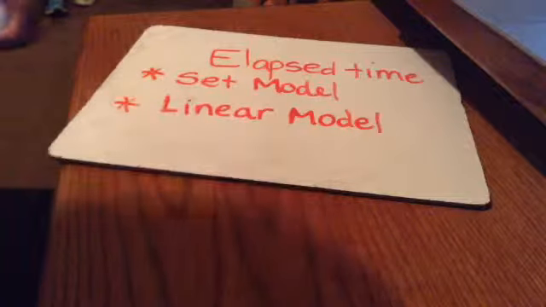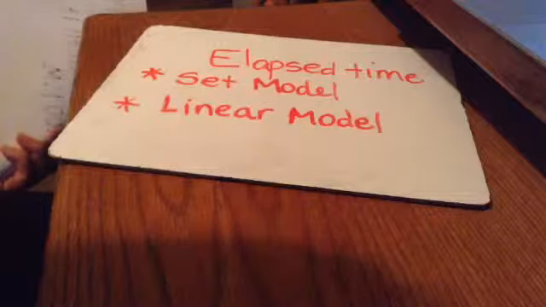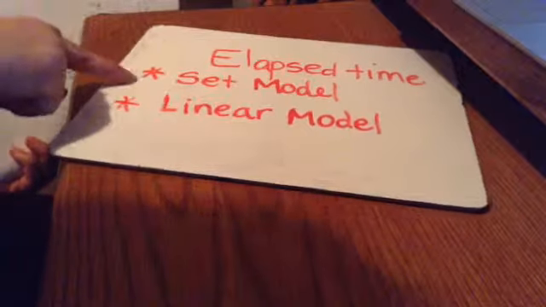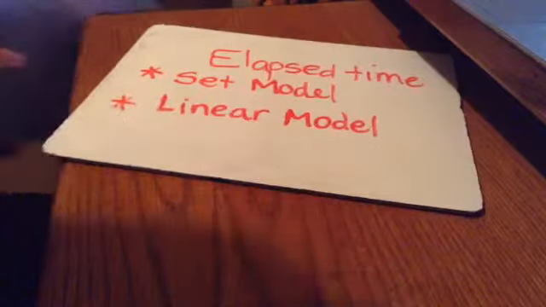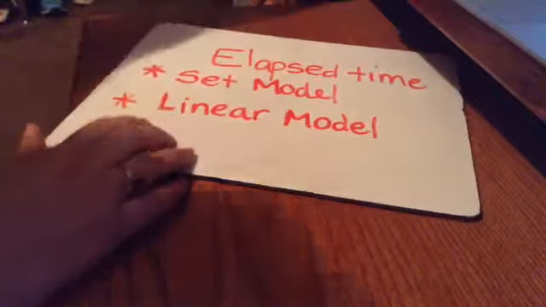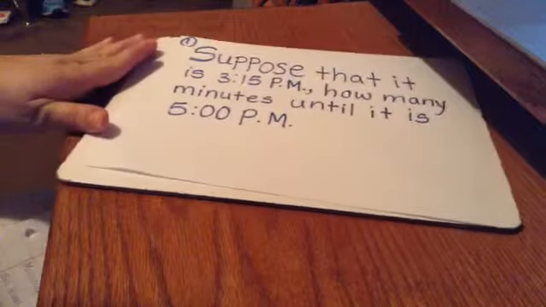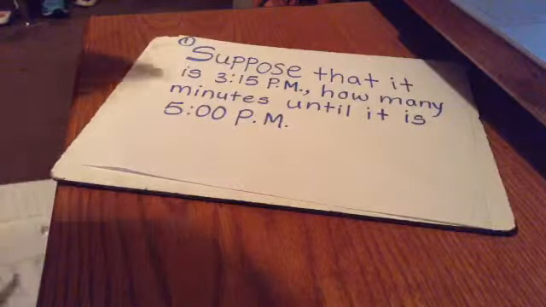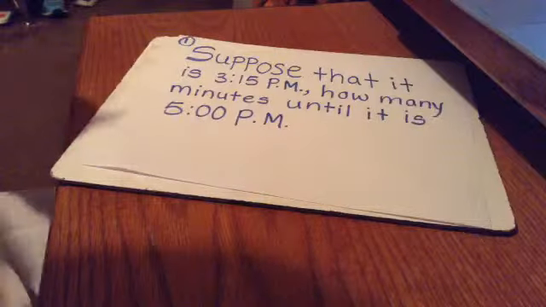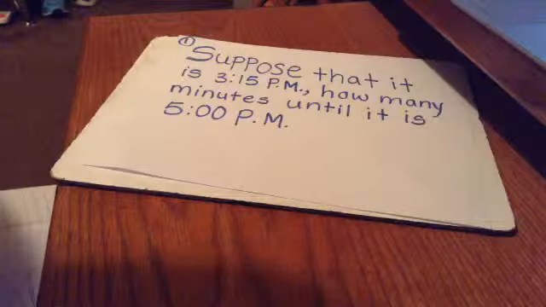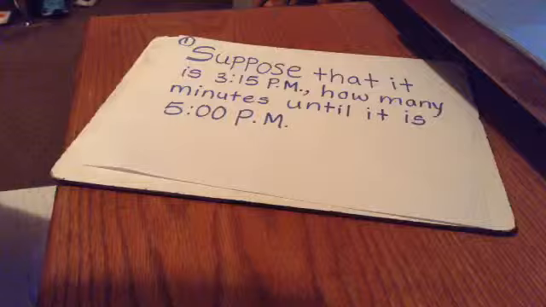Hello class, today we're going to learn about elapsed time using set model and linear model. Okay, so our first model will be set model, and here is the word problem, and it reads: suppose that it is 3:15 p.m. How many minutes until it is 5 p.m.?